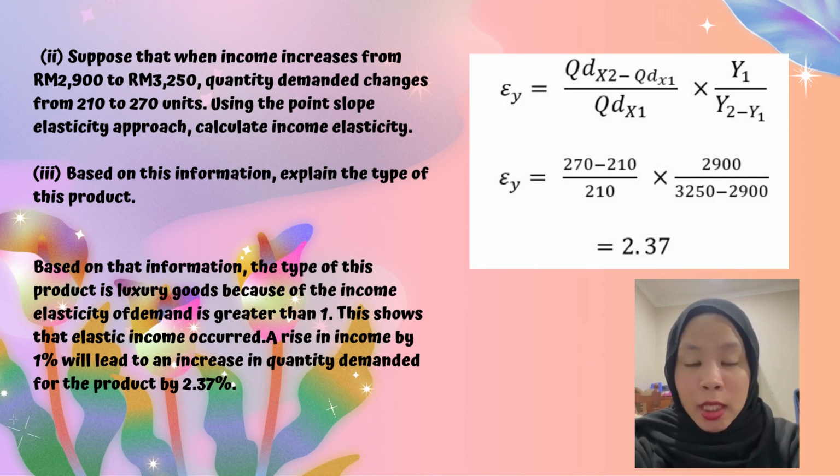And last one, based on that information, the type of product is luxury goods because the income elasticity of demand is greater than 1. This shows that elastic income occurred. A rise in income by 1% will lead to an increase in quantity demanded for the product by 2.37%. Okay, that's all.